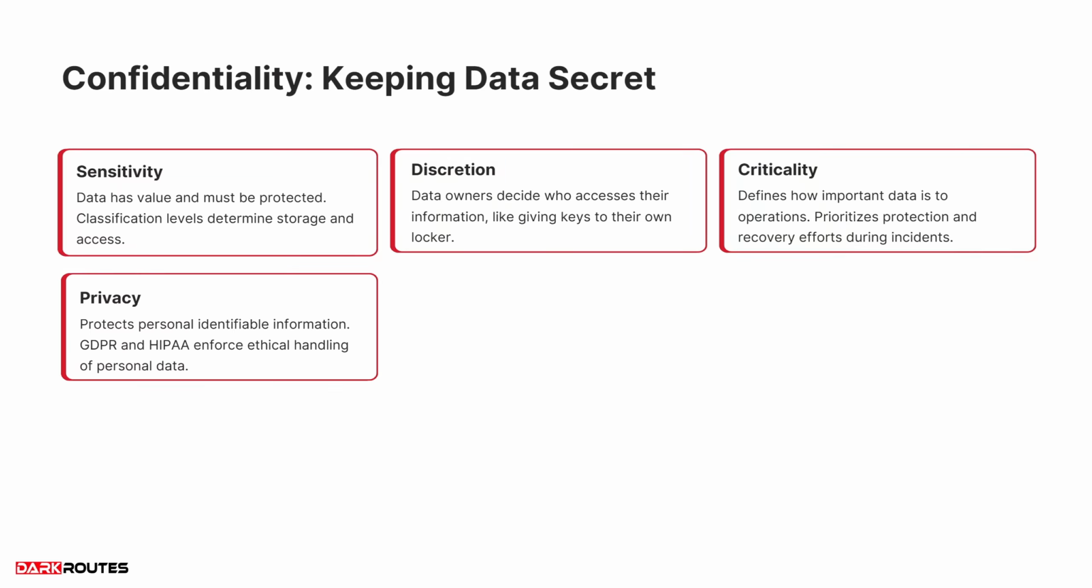Next, we have privacy. Privacy mainly focuses on protecting personal or personally identifiable information, PII, things that can trace back to an individual.